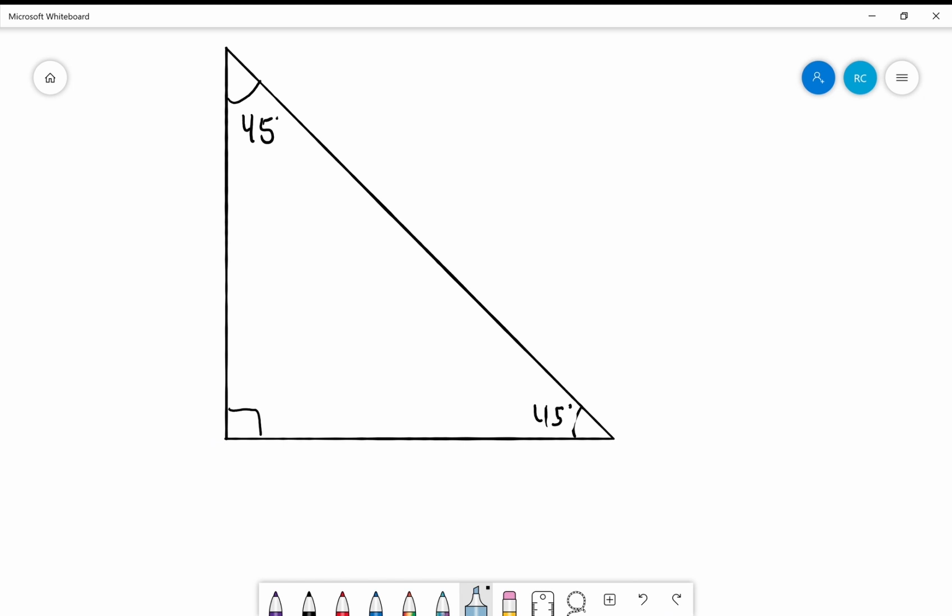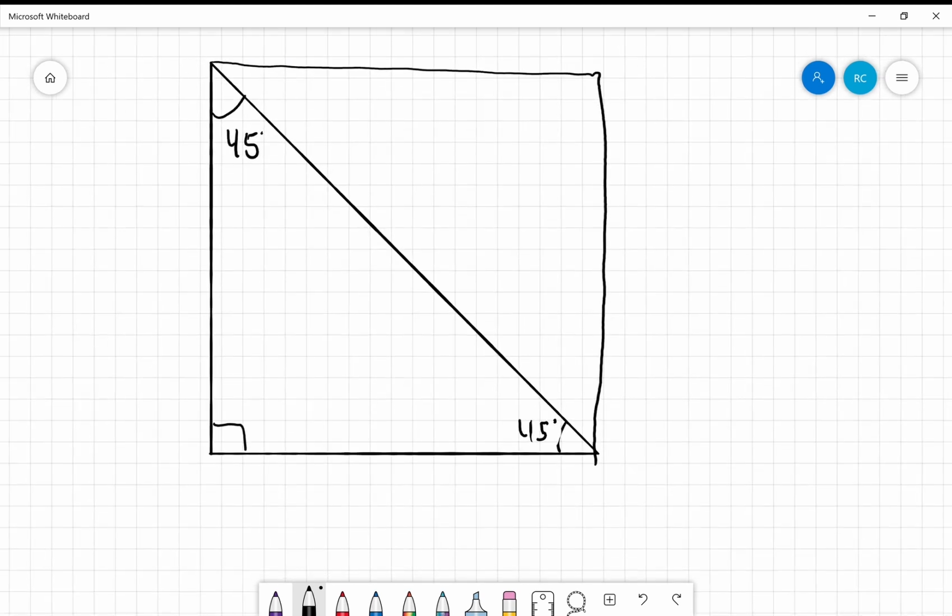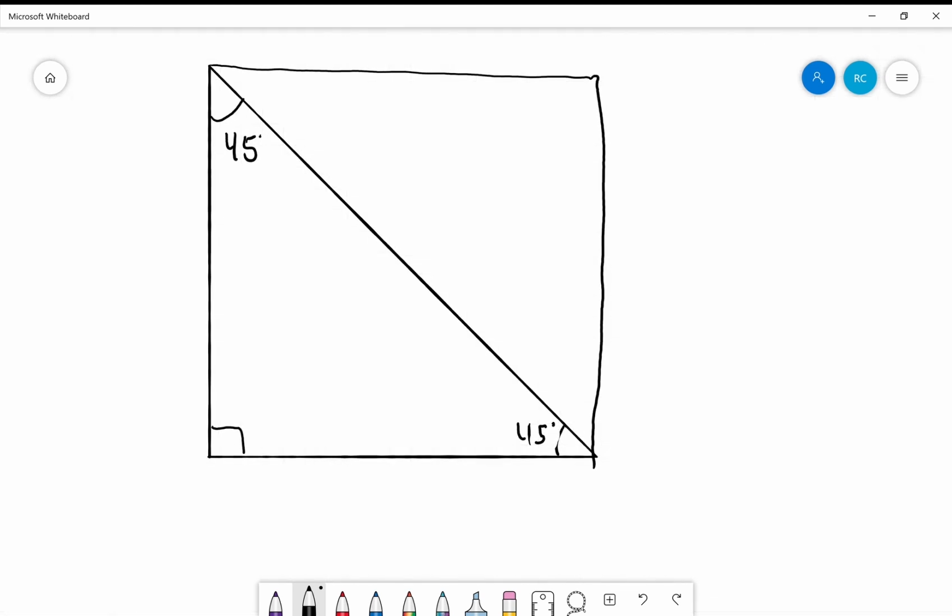Well, what do we know about this 45, 45, 90 triangle? If this side is, I don't know, a 7, well, how much is this side? Now, you should be able to tell pretty quickly that this side is also 7. How do I know that? Well, this 45, 45, 90 triangle, if I was to extend it out, well, that's half a square, right?